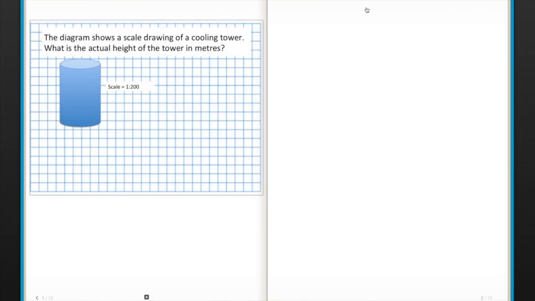If I measure it at 3 centimetres, it's 3 times 200. If I measure it at 4 centimetres, it's 4 times 200. But I've measured it at 4.5 centimetres. So it's 4.5 times 200.